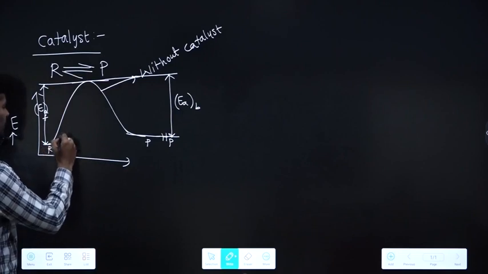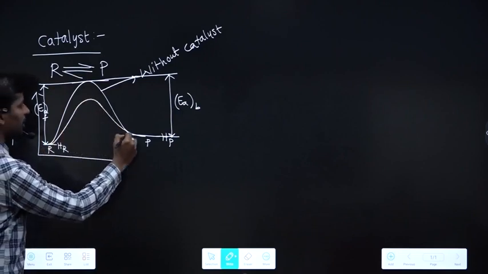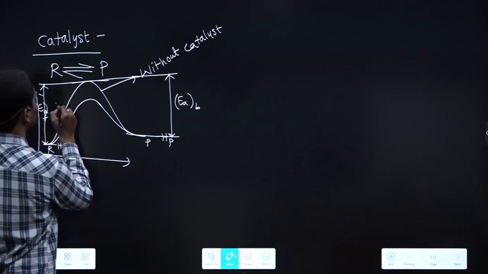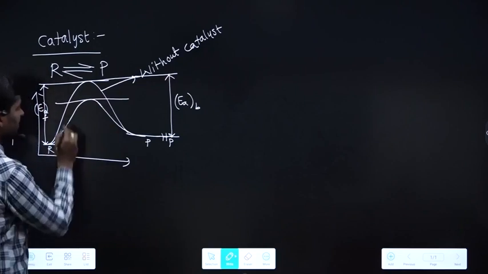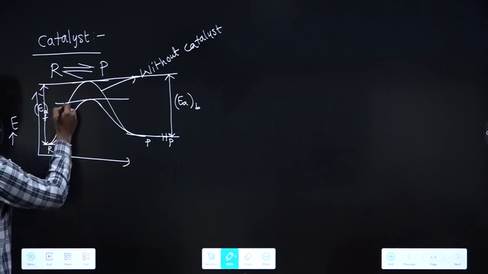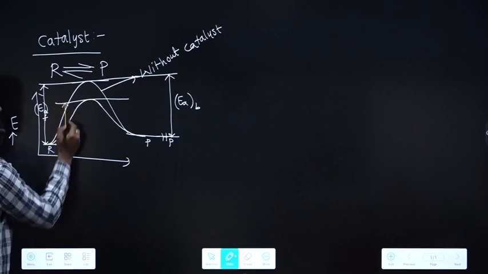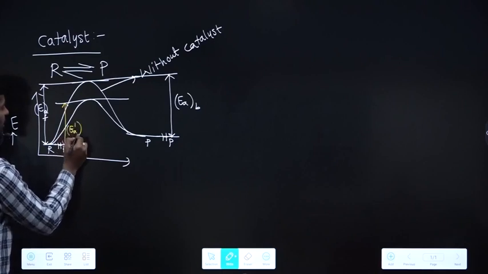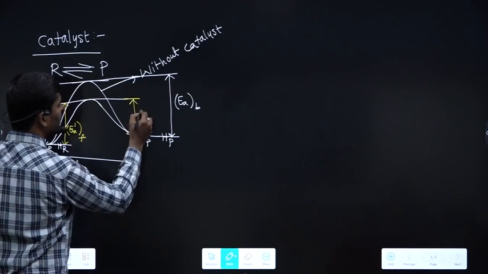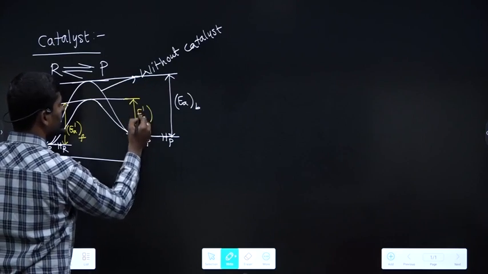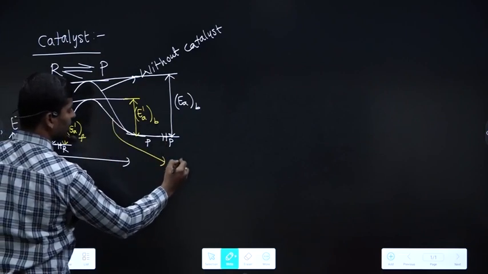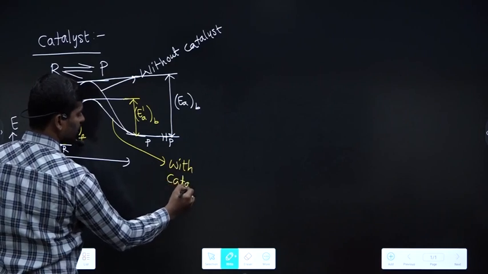Now if you use catalyst, what happens? Reaction proceeds by some new path where activation energy required for forward reaction as well as backward reaction decreases. Now what is the activation energy required? Now this is the activation energy required, EA dash I am indicating, for forward reaction. And what is the activation energy required for backward reaction? This is the activation energy required for backward reaction. So this is what with the catalyst. So this is the difference.